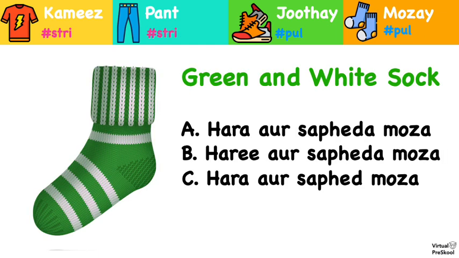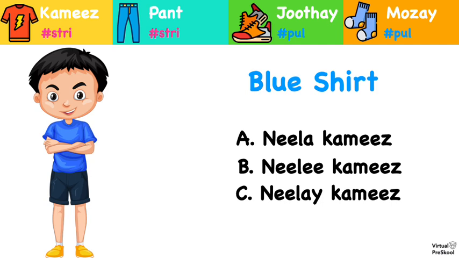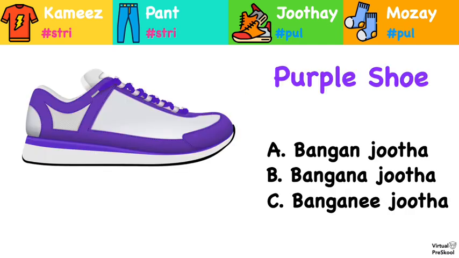Let's do green and white sock. Would it be A, hara or safeda moza, B, hari or safeda moza, or C, hara or safed moza? C, hara or safed moza. Let's do blue shirt. Would it be A, neela kameez, B, neeli kameez, or C, neele kameez? B, neeli kameez.